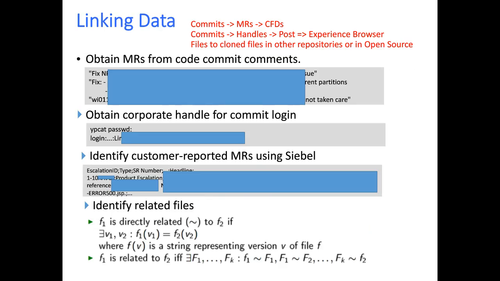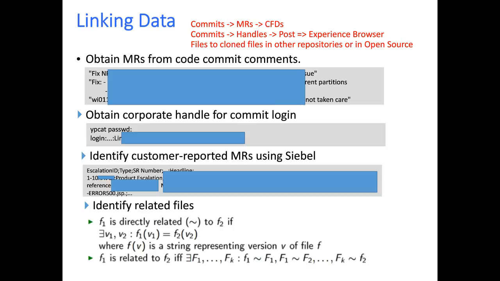Linking the data, as I briefly mentioned, we need to go from code changes to modification requests to customer found defects, through tracing the links from commits to MRs to Siebel. Then we need to extract handles of developers from commits to obtain their organizational affiliation in order to calculate the experience on different things.